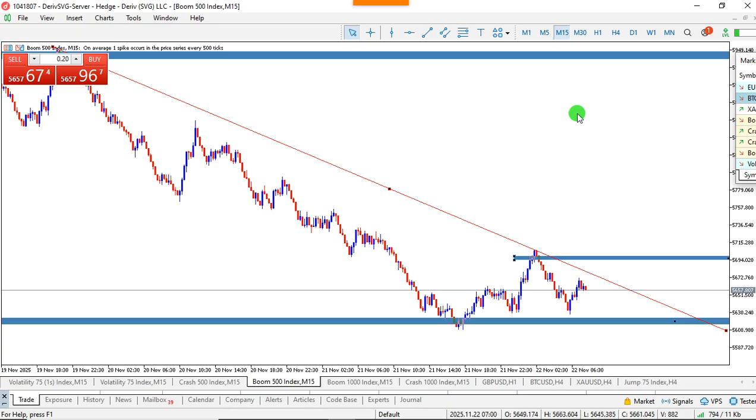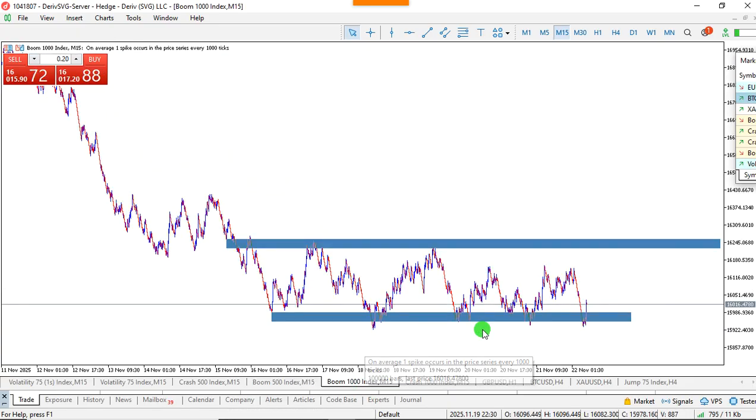That is a full change of internal structure. That's it. Let's go to the next one. We'll go to the Boom 1000. And of course, our zone we marked some weeks ago is currently still valid.